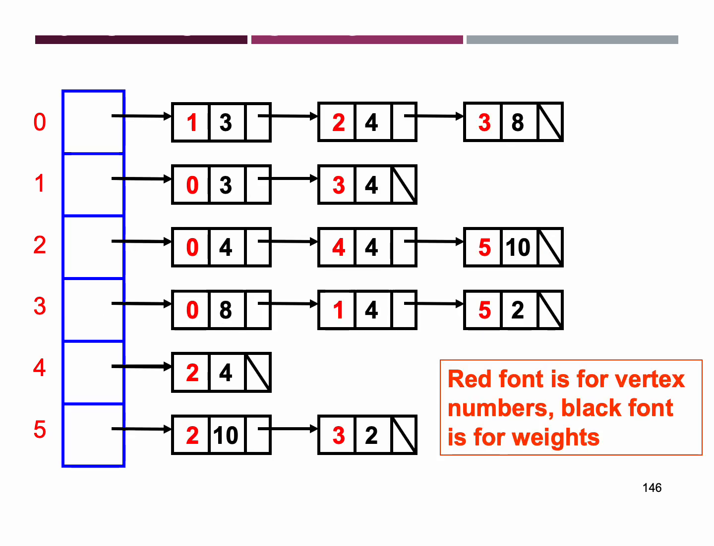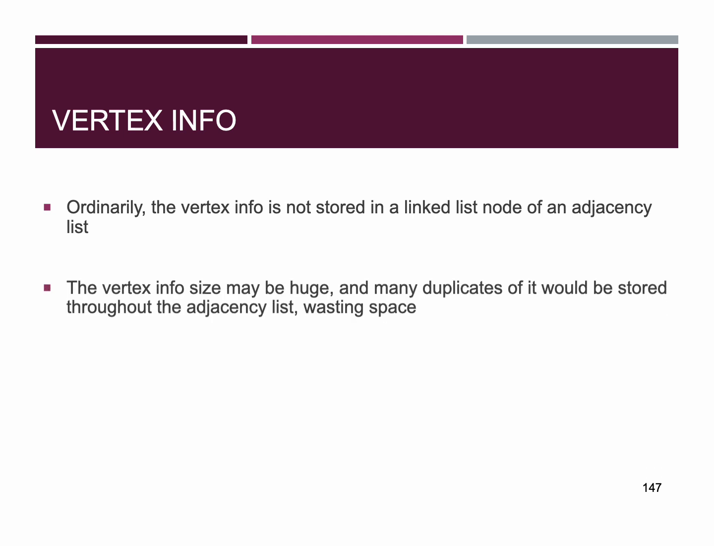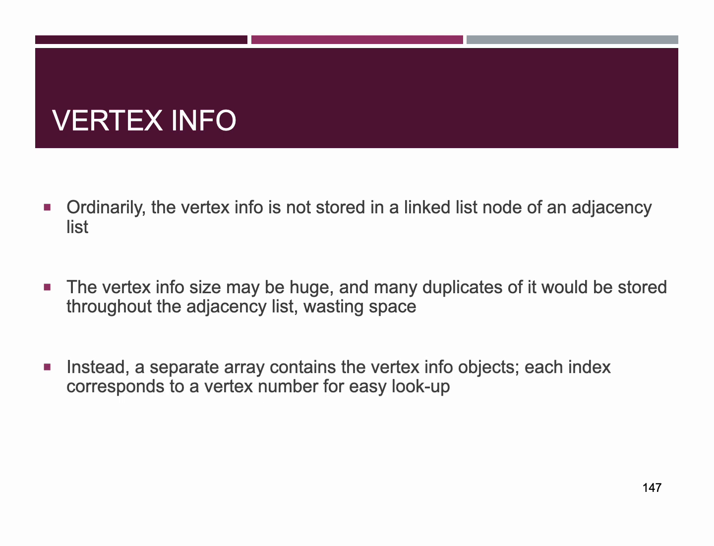Then if you look at the red font, which is for vertex numbers, black font is for weights. So these are the weights, so it is a weighted vertex adjacency list. Ordinarily the vertex info is not stored in a linked list node of an adjacency list. The vertex info size may be huge, and many duplicates of it would be stored throughout the adjacency list, wasting space. Instead, a separate array contains the vertex info objects. Each index corresponds to a vertex number for easy lookup.